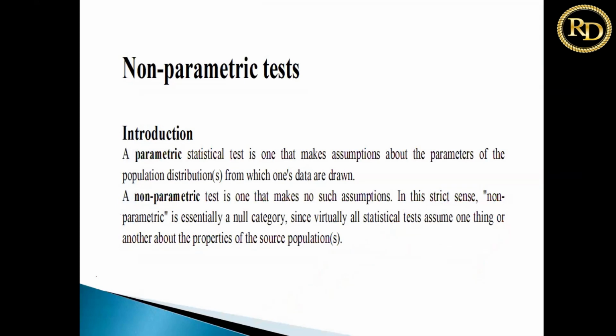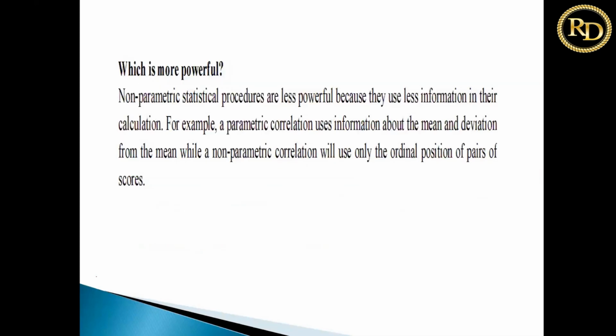So here, if we find the parent population is non-normal, then we apply the non-parametric tests. They are called non-parametric because we have no assumption regarding the form of the distribution of the parameters under consideration. Sometimes we call them distribution free tests because we don't bother about the distribution of the parameter under consideration.